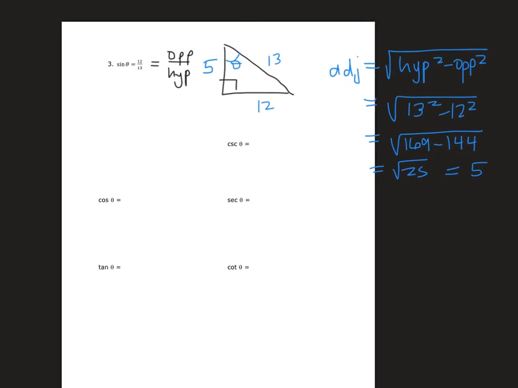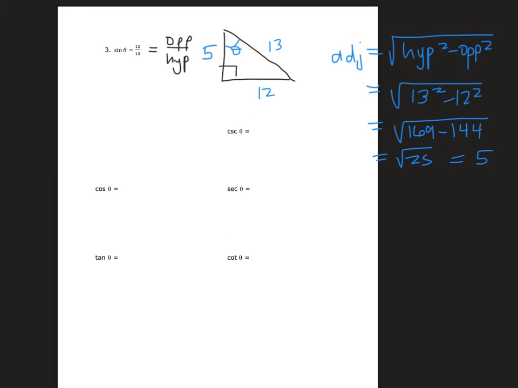So now we've got the sides of the right triangle. We can calculate the trig function values. Cosecant, we're just going to take the reciprocal of what we were given, so 13 over 12. Cosine, adjacent over hypotenuse, so 5 over 13. Secant is the reciprocal. Tangent, opposite, 12 over adjacent of 5, and cotangent, the reciprocal, 5 over 12.